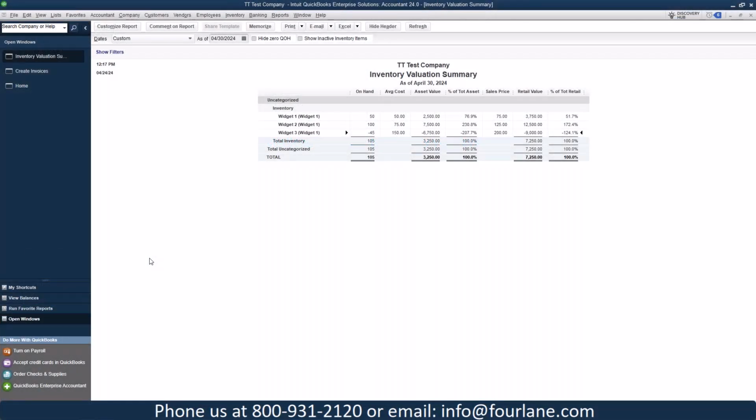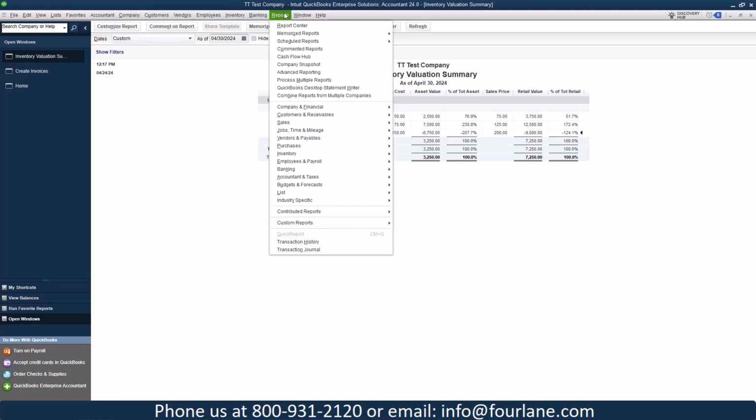Let's look at another report. This is called our negative inventory report. So if we go to, again, reports, inventory, and it's called negative inventory reporting.